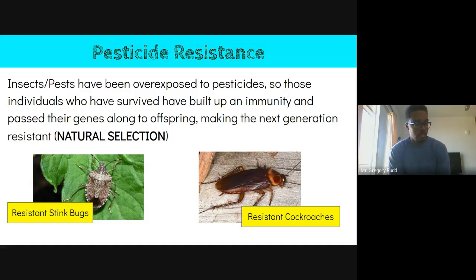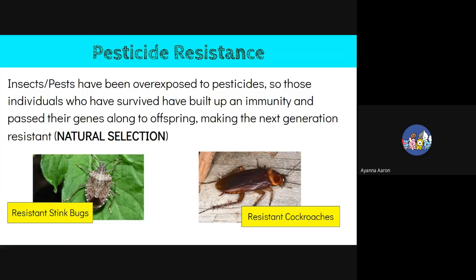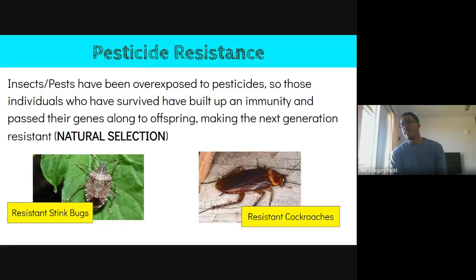Go ahead. I was going to say, do cockroaches and stink bugs actually do anything helpful? That's a good question. I'm actually not sure. I don't know if they provide any help to us. They might provide help to some other organisms. They might be prey to some other organisms, but I'm not exactly sure.